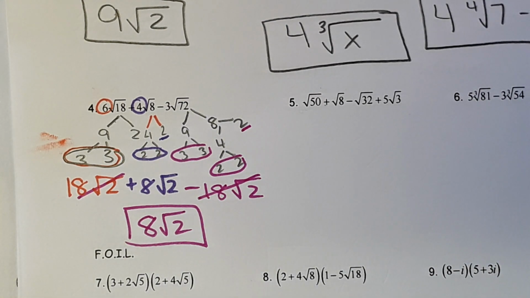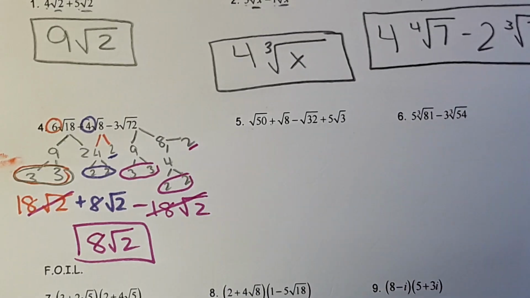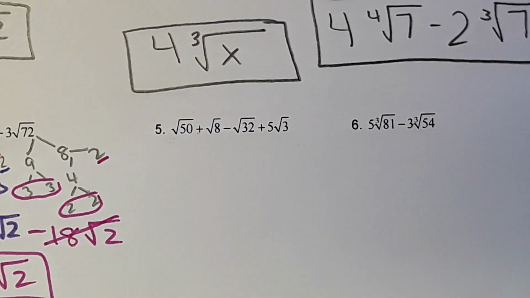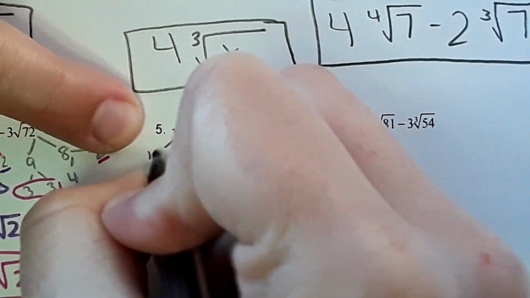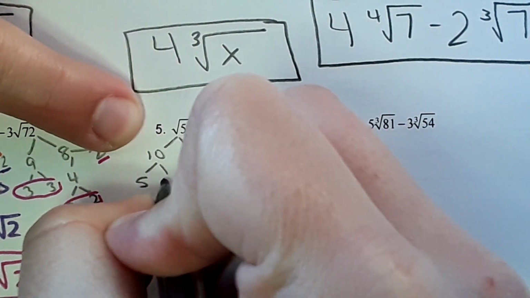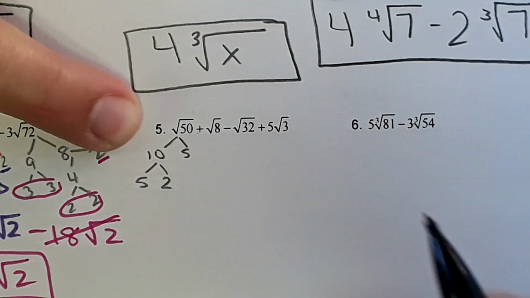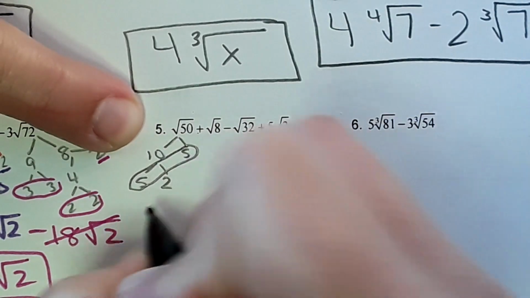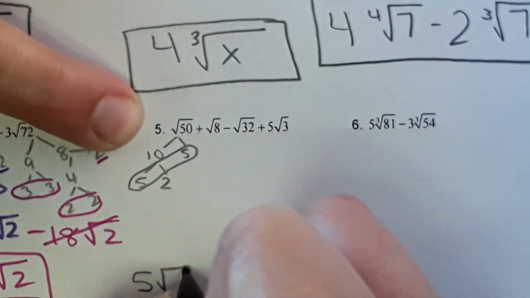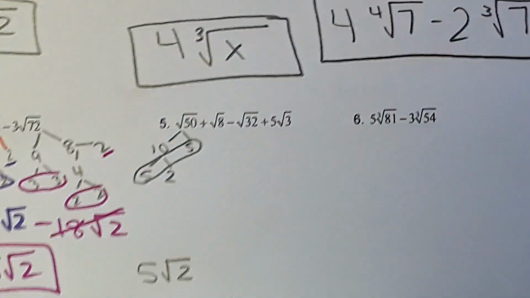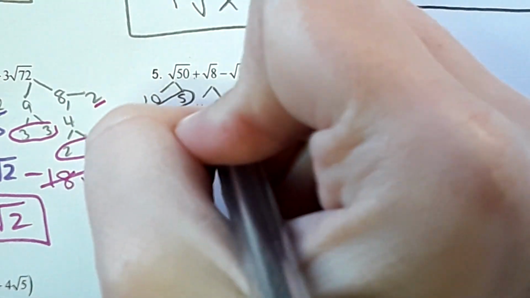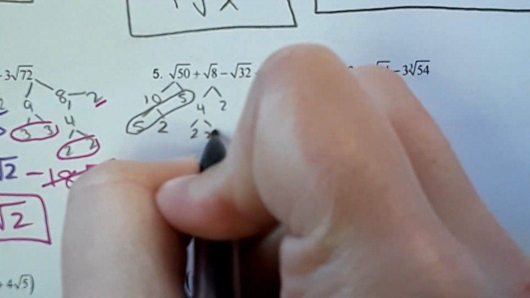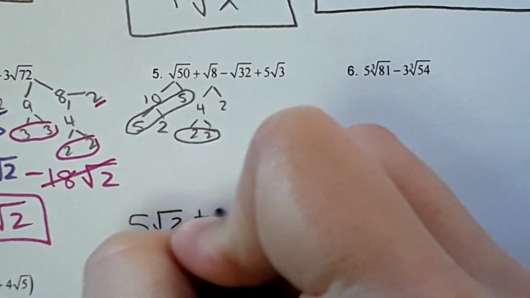Okay, number 5, repeating that same process, we're going to simplify all these and see if we can put them together. So, it's going to get a little messy, but yeah, okay. 50, just going to do 10 and 5. So here I'm going to take the 5 out, get 5 square root of 2, putting it down here so I have room. Then for the 8, take a 2 out, and we're left with 2 square root of 2.